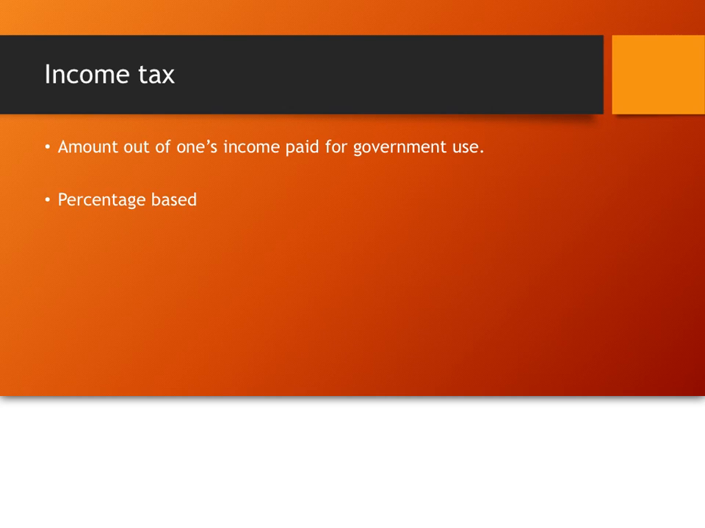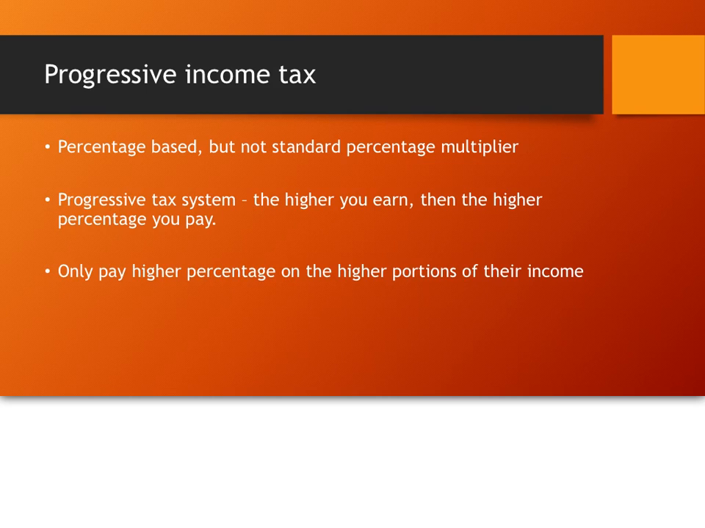Basically, as most of us know, the income tax is the amount that the government is going to take, or you're going to have to give the government, based on how much money you made. Now, it is percentage based in one sense. However, it's not the actual standard multiplier, so it's not a straight multiplier. In the United States, we have something called the progressive tax system. And let me just give you a couple points of the progressive tax system.